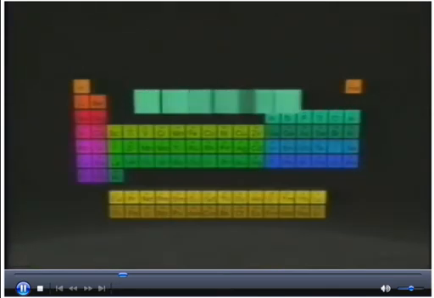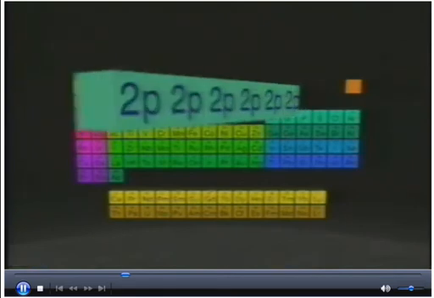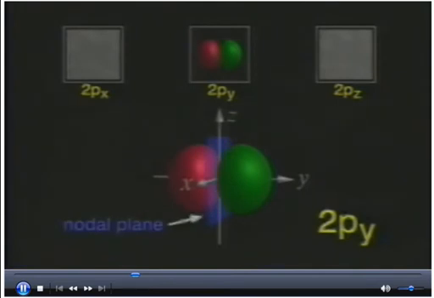The next 6 elements have electrons in the 2p orbitals. Each 2p orbital points in a specific direction, unlike the spherical s orbitals. The surface encompassing the 2py orbital points primarily along the y-axis. A nodal plane, in which the electron is never observed, is located in the xz plane.